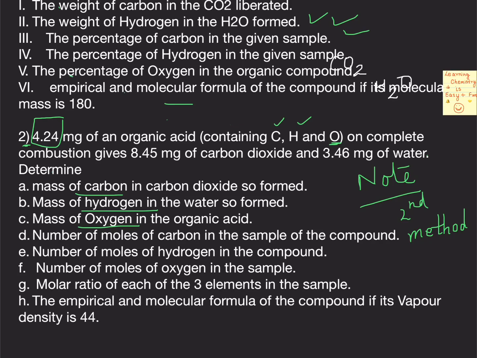Perfect. Now comes the difference. Here we are going to calculate the number of moles of carbon in the sample. So the number of moles of carbon is mass divided by the RAM. Very good. Number of moles of hydrogen, number of moles of oxygen. Finally, determine the molar ratio of the three elements, carbon, hydrogen and oxygen. And that gives you the empirical formula.